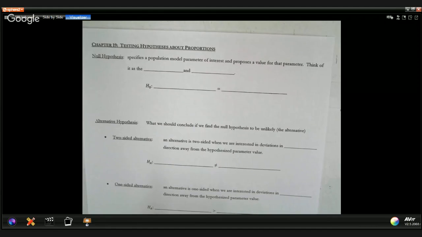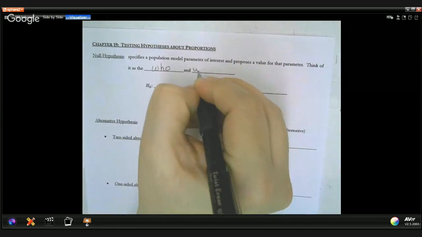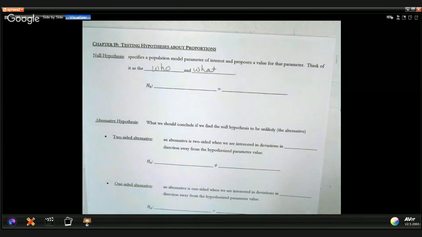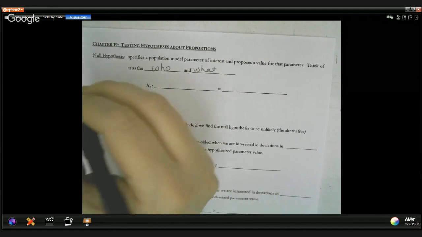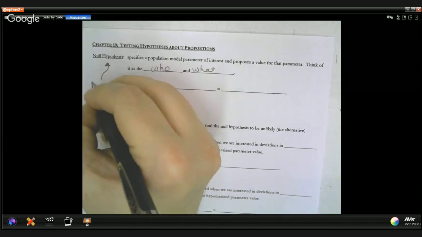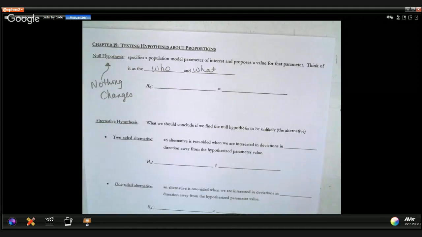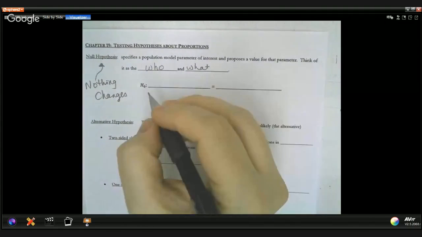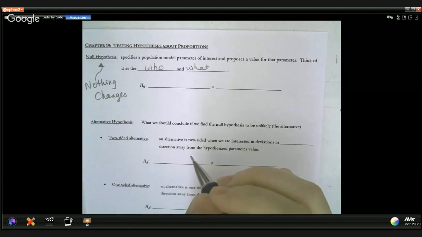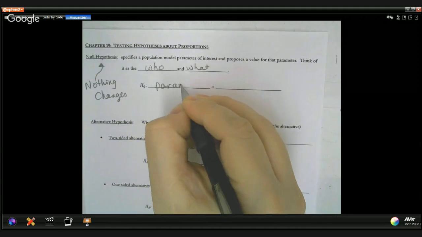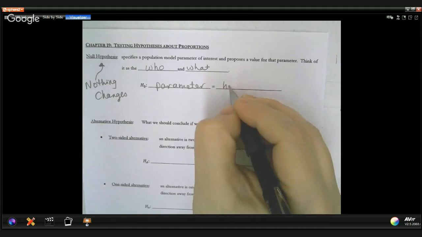hypothesis. The null hypothesis specifies a population parameter of interest and proposes a value. You got to kind of think about it as the who and what. You got to describe who are we talking about and what are we looking for. When we write the null hypothesis, it's always equal to. And what happens here is that nothing changes. We are trying to see if something changes, but your null hypothesis is as if nothing changes. Okay, and so it's your H sub O, and the parameter equals your hypothesis value.